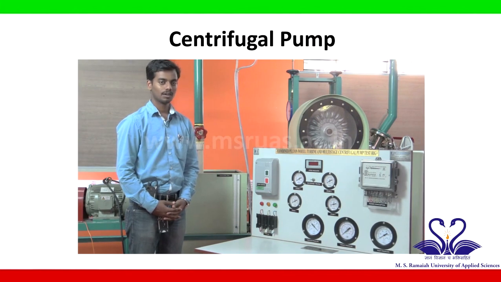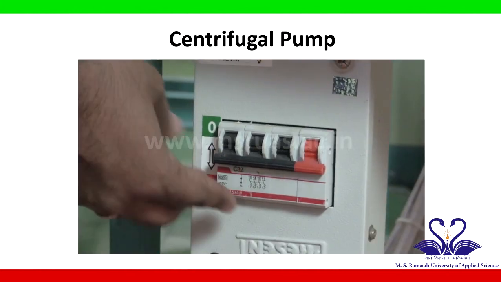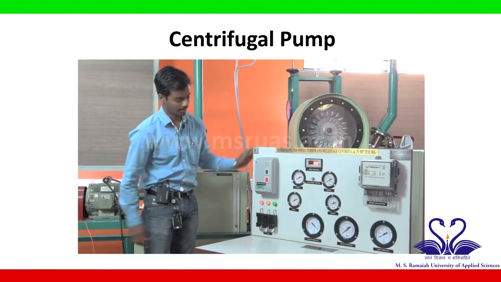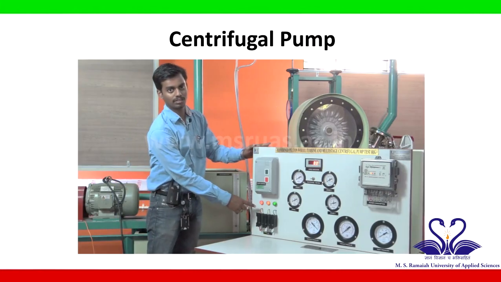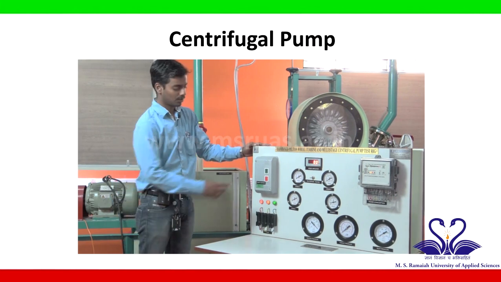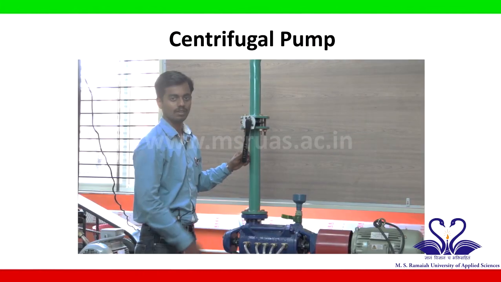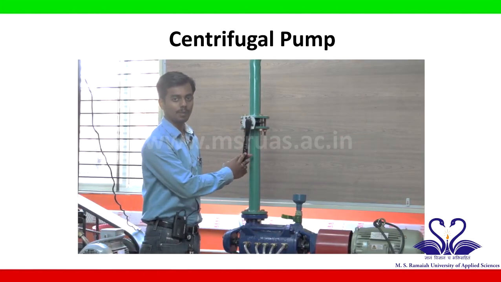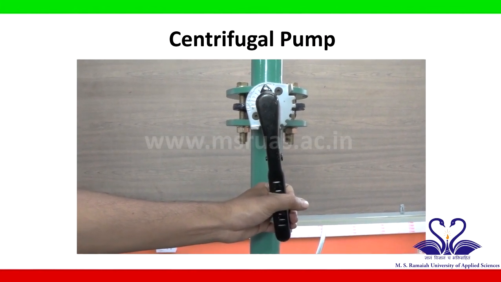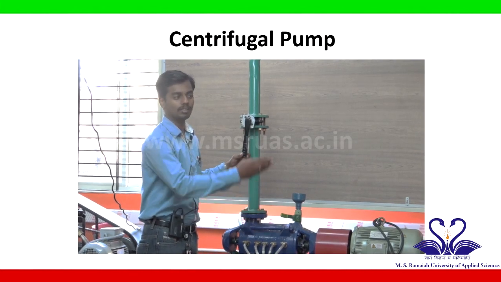Let us begin by starting the pump. In order to start the pump, we have to keep the main switch in the on position such that all the 3 indications on the 3-phase are glowing on, and then we start the pump by hitting the green switch. Now the valve is kept in a fully open position. At this position we shall take the values of all the stage pressures and the vacuum pressure on the indicating panel.